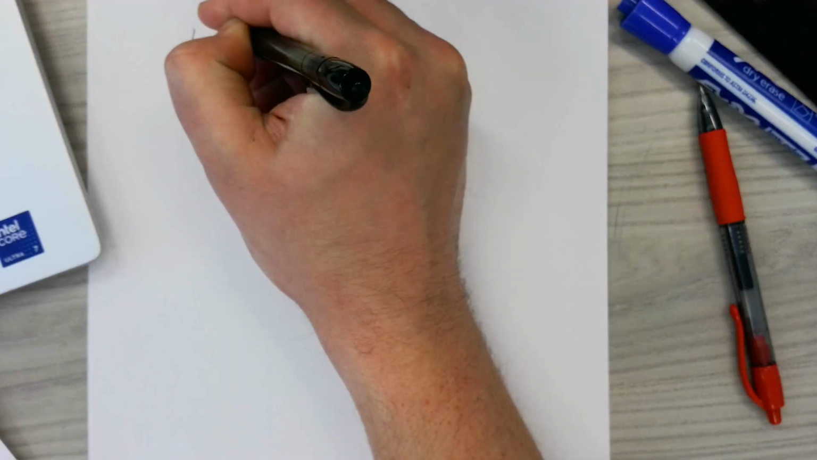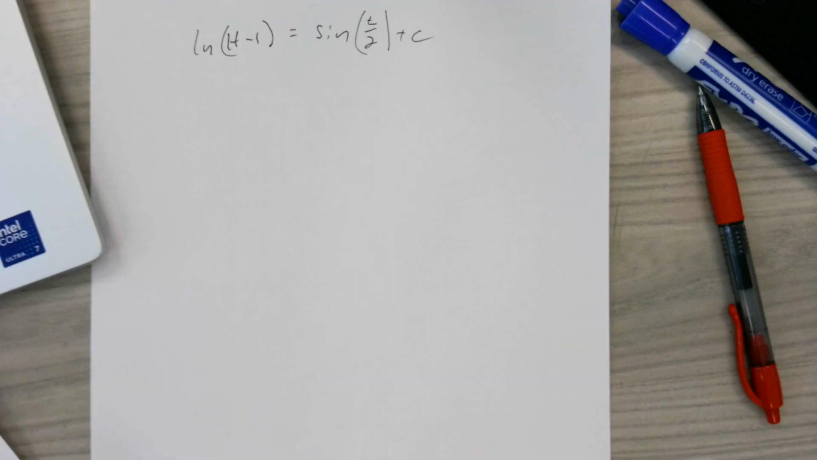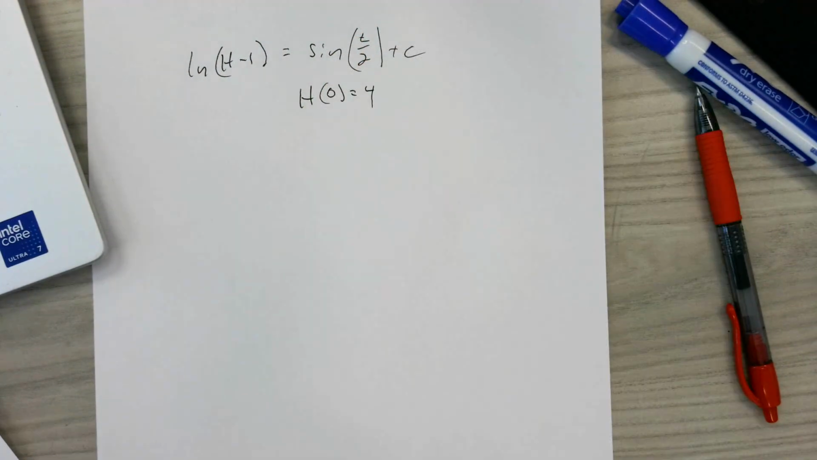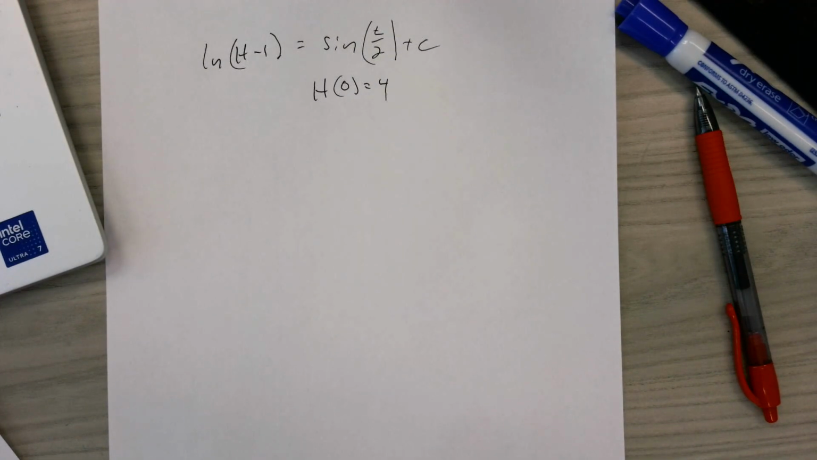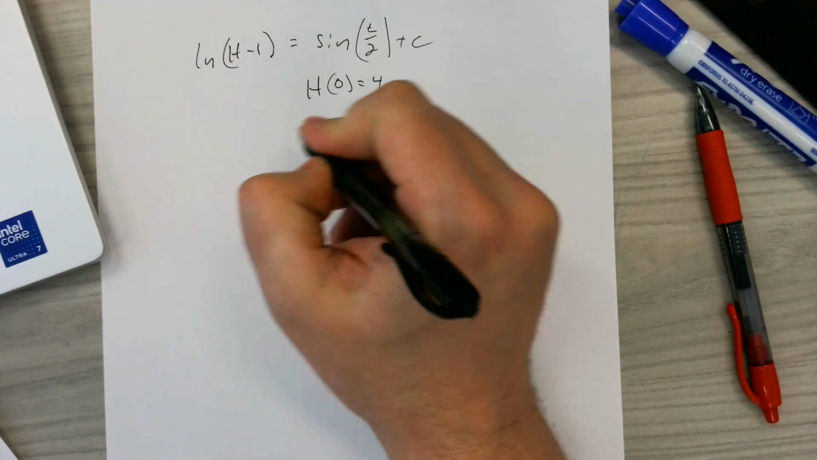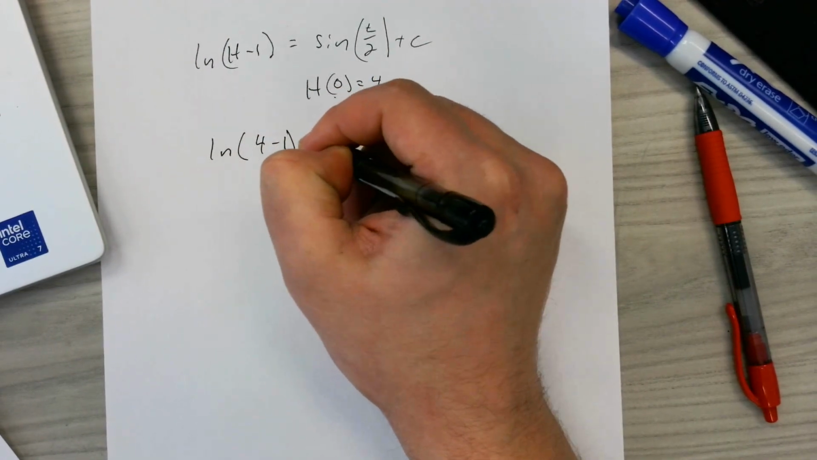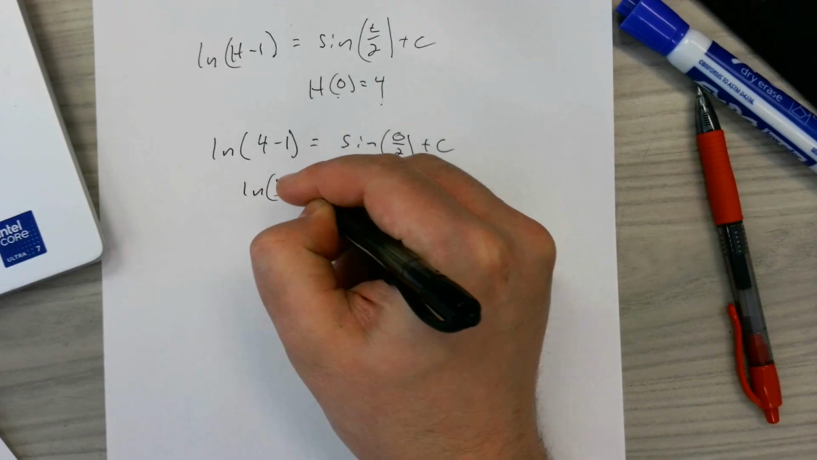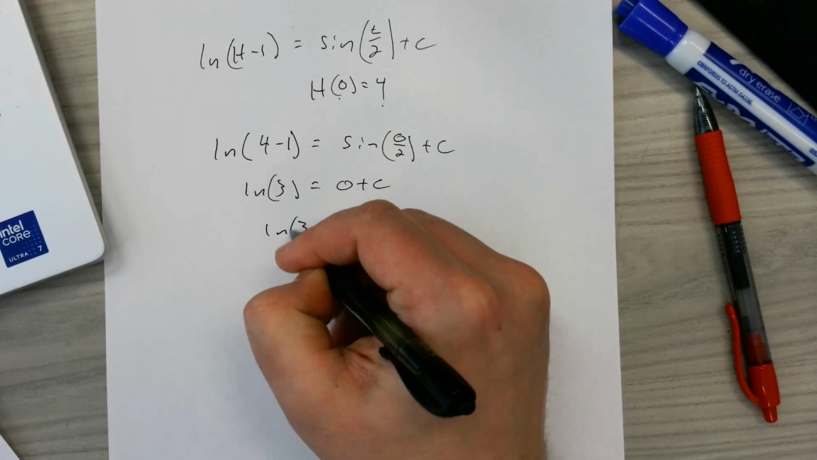Natural log of h minus 1. And what's my initial condition? My initial condition is h of 0 equals 4. I'm going to solve for c first. So my output is 4, my input is 0. Natural log of 4 minus 1 equals sine of 0 over 2 plus c. Natural log of 3 equals sine of 0. Sine of 0 is 0 plus c. Natural log of 3 equals c.